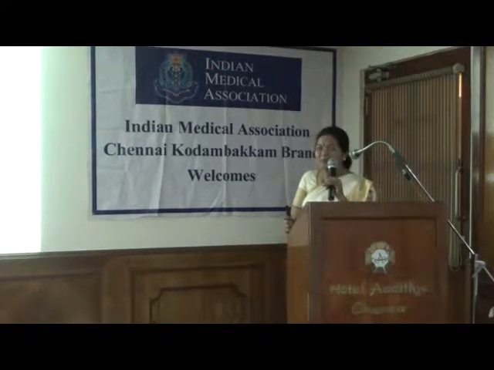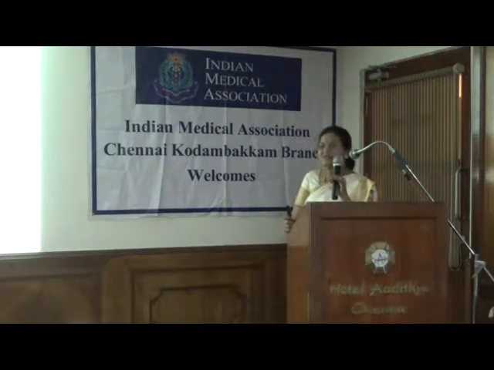Then we have secondary amenorrhea. That is, the girl has attained menarche, but over the next few years, she did not get her periods regularly over a period of 3 months, 4 months, 6 months, and so on. This is called secondary amenorrhea. Again, hypothyroidism comes in, thyroid hormone deficiency could be there.